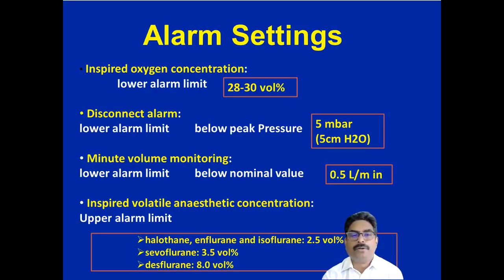So the alarm settings you need for low flow anesthesia are: you have to use an inspired oxygen concentration low alarm setting of 30%. And for the disconnect alarm, you have to set a peak inspiratory pressure disconnect alarm of 5 centimeters of water, because we are using very low flow anesthesia. Minute volume monitoring is also a must. You have to keep a below-nominal value of 0.5 liter per minute. The inspired volatile anesthetic concentration upper alarm limit is a must, because as time goes on, the anesthetic concentration in the breathing circuit slowly increases due to rebreathing. So in the case of enflurane and isoflurane, you have to keep 2.5 volume percent, sevoflurane 3.5%, and desflurane 8%.